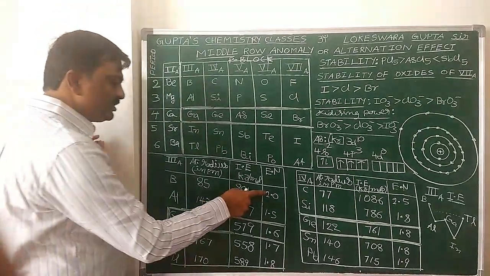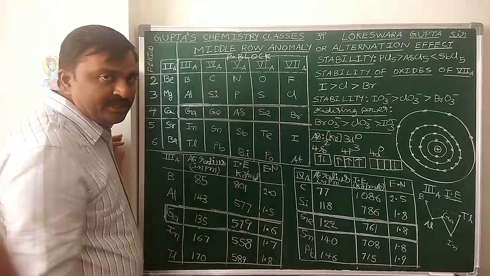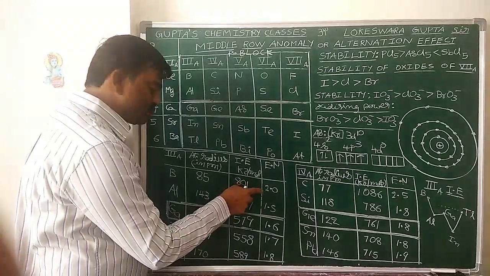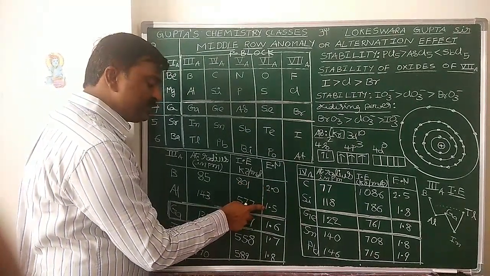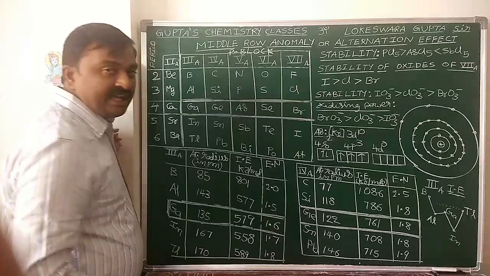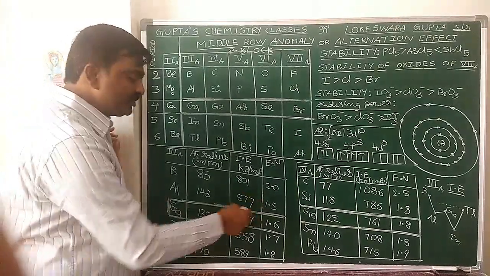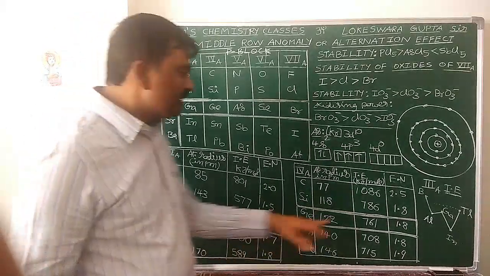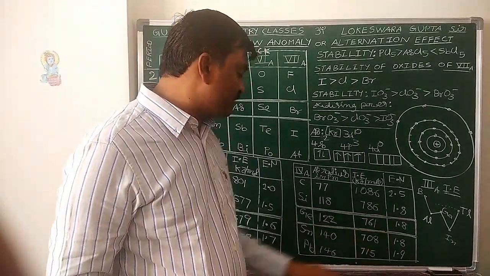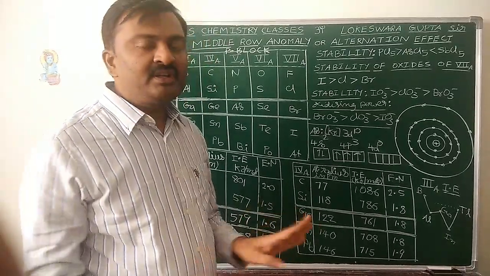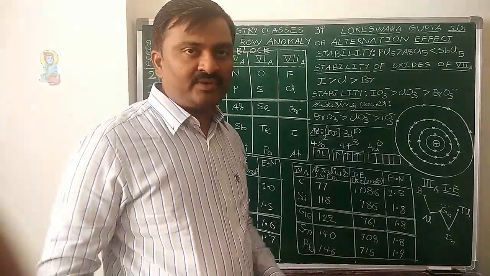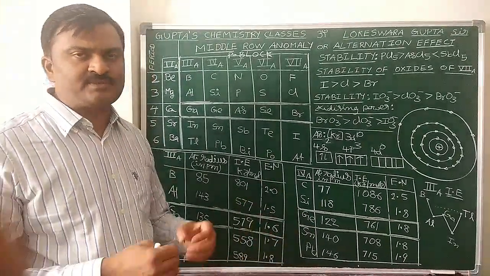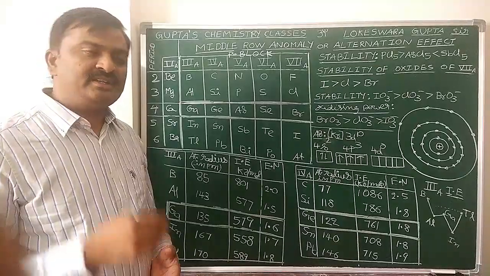Electronegativity also. See, down the group electronegativity has to decrease. Boron to aluminum decreases, but from aluminum to gallium it increased. That is because of middle row anomaly. But from silicon to germanium, third period to fourth period, it is not increased, nearly equal. So in the electronegativity of the fourth period also, an exception is observed. That is middle row anomaly.